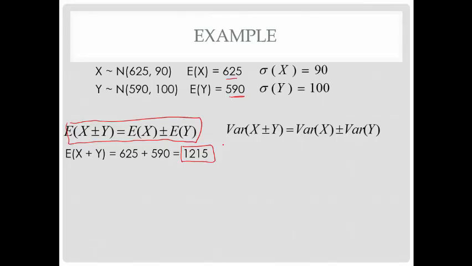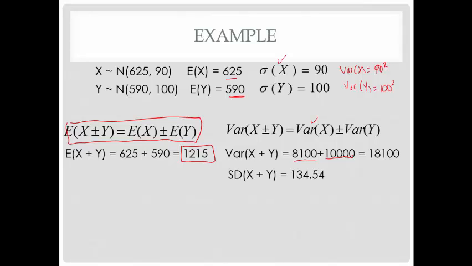To get the standard deviation, notice they give us standard deviation, so we're going to have to convert that into variance. And the way that we do that is by squaring. I've done the math already right there. The variance of X will be 90 squared, and that's where I'm getting that 8100. The variance of Y is 100 squared, and that's where I'm getting the 10,000. But currently I'm in the wrong units, if you will, because I've squared everything. To get that back to standard deviation, remember, variance equals standard deviation squared, so on the same note, standard deviation equals the square root of variance. So I've taken the square root of 18,100, and that's where I get a standard deviation of 134.54.